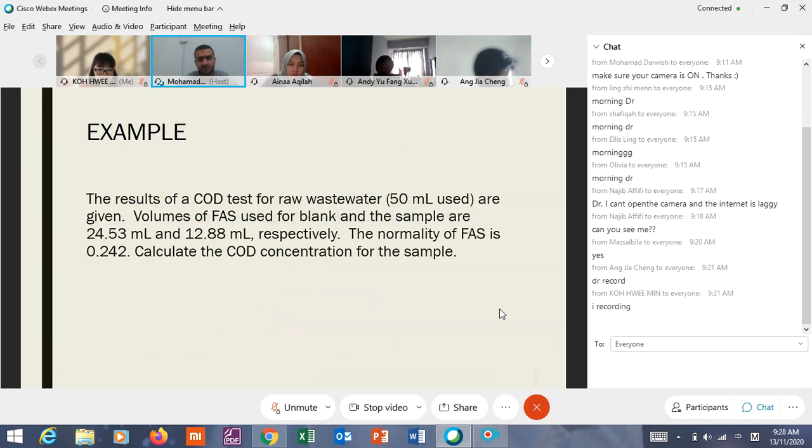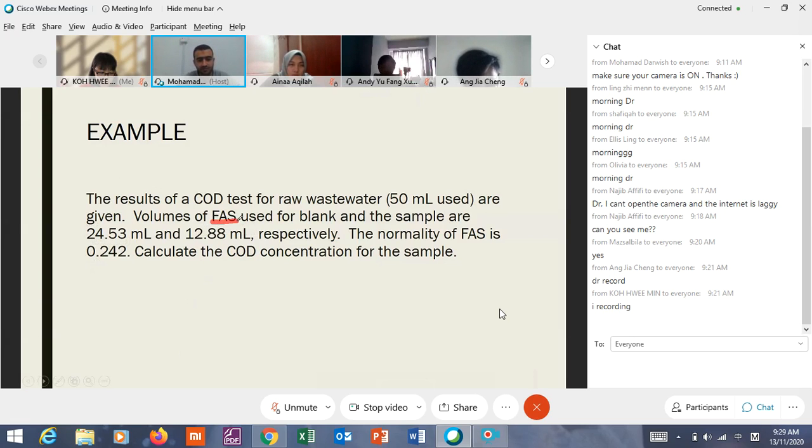Okay, this is just a direct example. Results of the COD test for raw wastewater, 50 ml, are given. These are the volumes of the ferric ammonium sulfate, FAS, used for the blank and the samples.